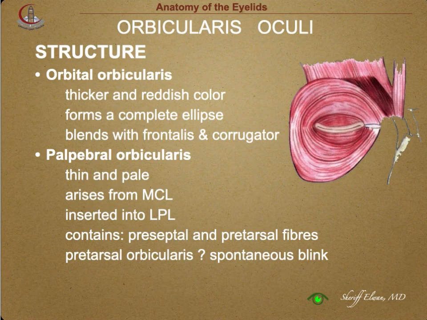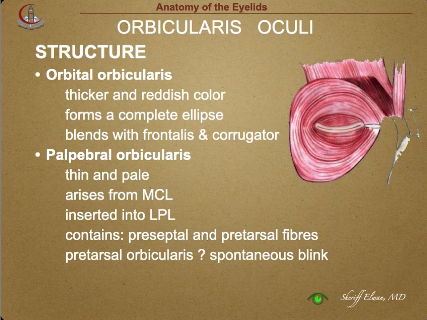On doing so, it has a sort of characterization into the orbital orbicularis, the palpebral orbicularis, and the lacrimal orbicularis. The orbital orbicularis is thicker and reddish in color, forms a complete ellipse, and blends with the frontalis and the corrugator supercilii. So it turns all around the orbit.